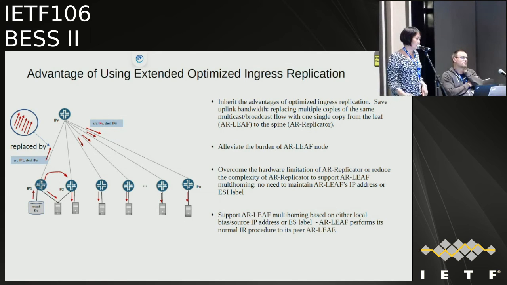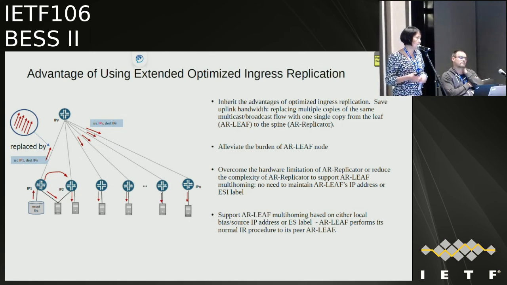This also saves uplink bandwidth and alleviates the burden on the AR leaf to replicate traffic. Imagine you have over 200, 300 leaves. You would have to replicate so many copies, right? So this is a definite benefit of optimized ingress replication.